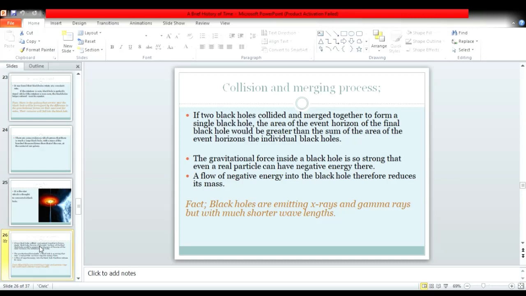If black holes collided and merged together to form a single black hole, then the area of the event horizon of the final black hole will be greater than the sum of the areas of the event horizons of the individual black holes. The gravitational force inside a black hole is so strong that even a real particle can have negative energy. The flow of negative energy into the black hole therefore reduces its mass. Fact: black holes are emitting X-rays and gamma rays, but with much shorter wavelengths.